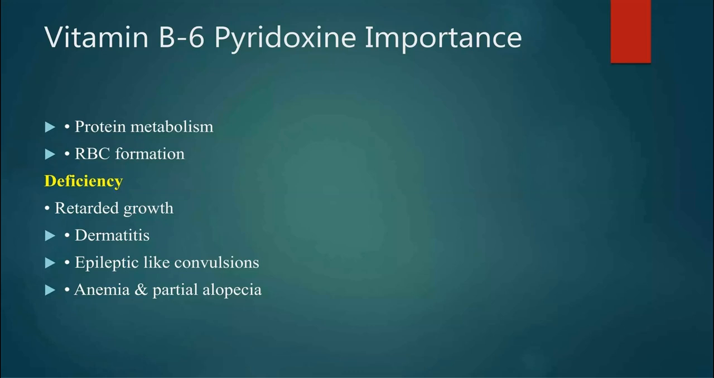Then vitamin B6 or pyridoxine deficiency will also reduce quality and quantity. It is involved in protein metabolism and RBC formation, and deficiency also causes retained fetal membranes. Then they may go to dermatitis, encephalitis-like convulsions, anemia, and partial alopecia will also be there.